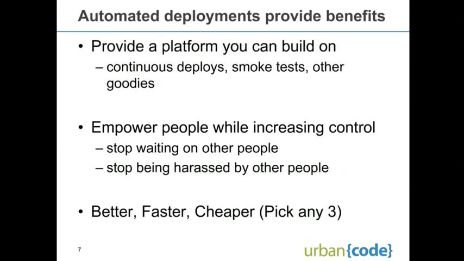And really what we get to is a situation where our automation infrastructure allows us to do our deployments better, faster, and cheaper. Look at those 3, pick any 3. I don't know, which of those 3 would you take, Jeff? Well, I think I would probably go for better and then cheaper and then faster. But your mileage may vary.